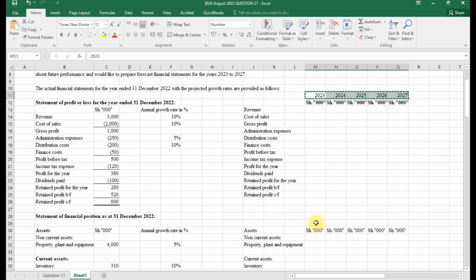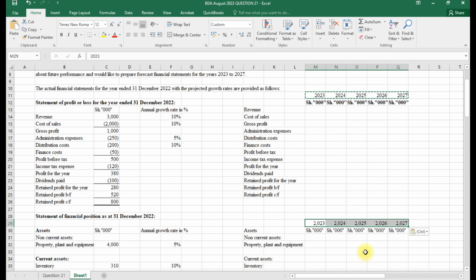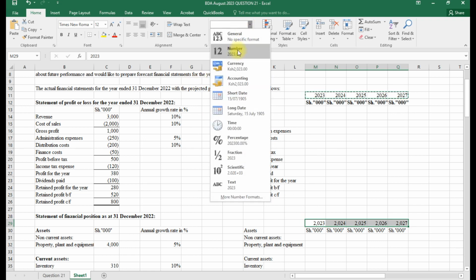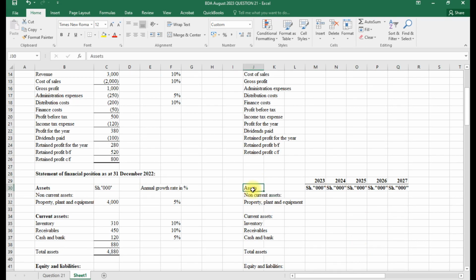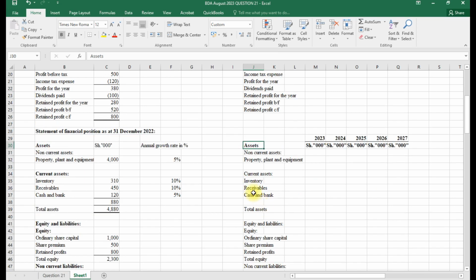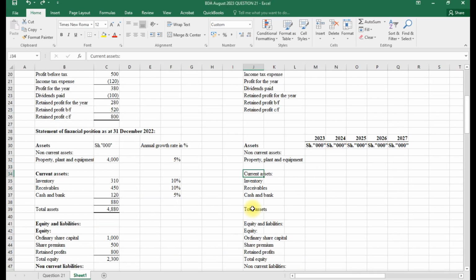I copy and I paste it here, yeah, that way, and I just need this to be number with 0 decimal, bold that, and put bottom border. Even this one I will bold. Yeah, so these are our assets that we shall be projecting to get our total assets here.